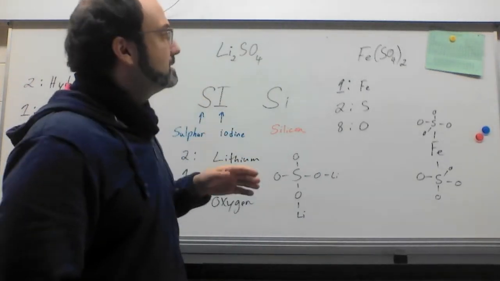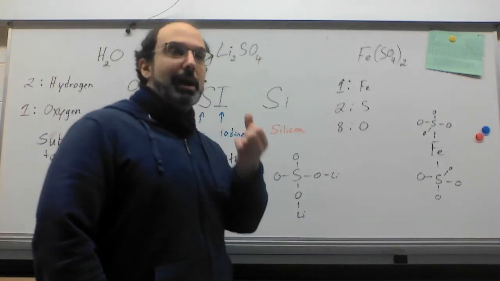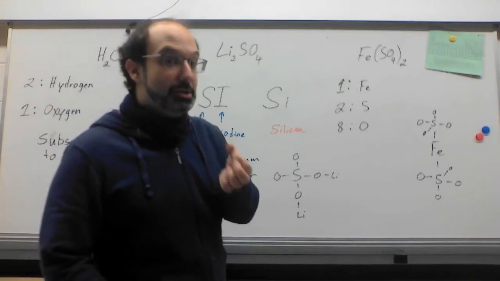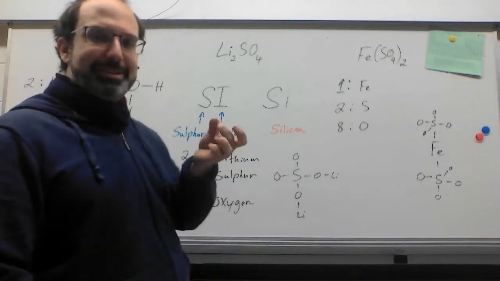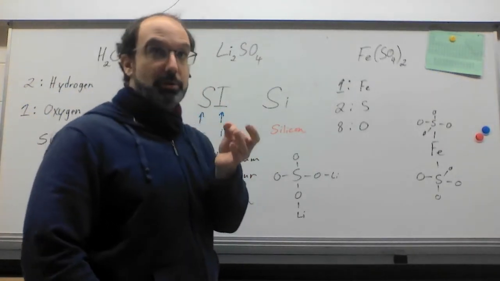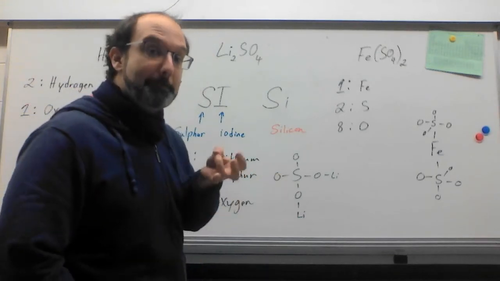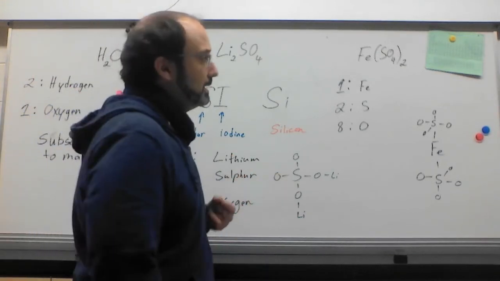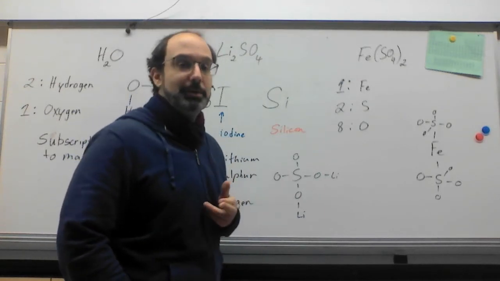Other famous ones: gold is Au, which is aurum. Silver is Ag, which is argentum. Copper is Cu, which is close, but not quite. Cu is cuprum or cuprous. Lead is Pb for plumbum. That's where plumber comes from. There's a whole bunch of these. Tin is Sn for stannum.